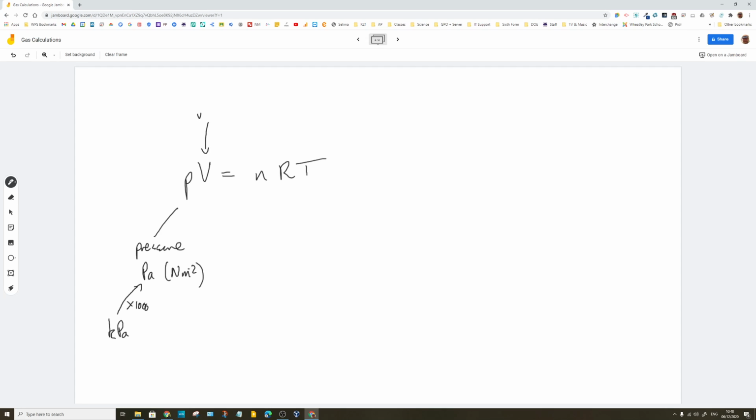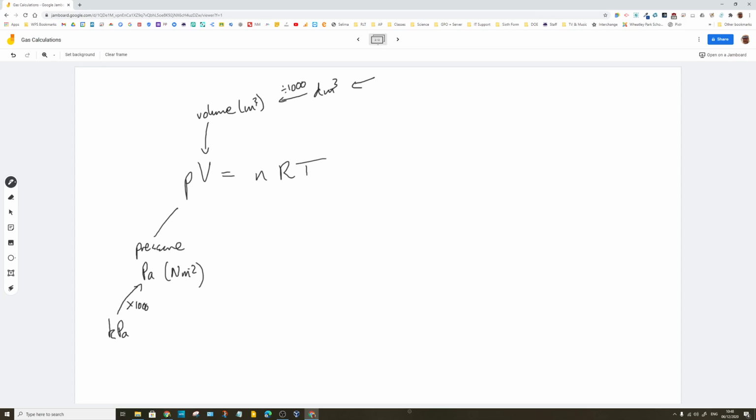V is volume, and V is in meters cubed. And we don't often talk about meters cubed in chemistry. We talk about decimeters cubed or centimeters cubed. So we want to do some unit conversion here. To go from decimeters cubed to meters cubed, we need to divide by 1,000, because there are 1,000 decimeters cubed in 1 meter cubed.